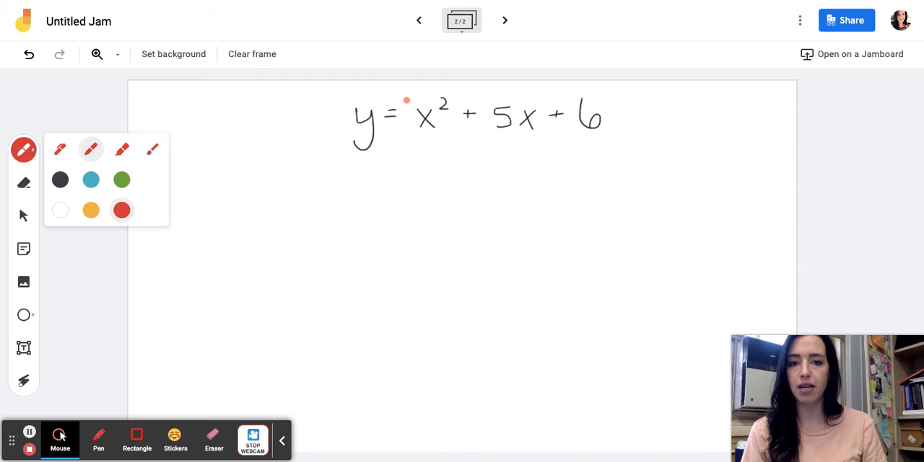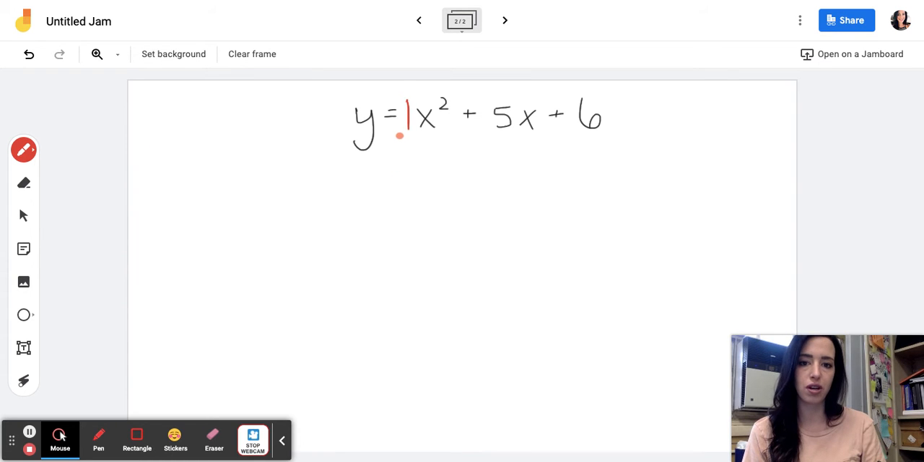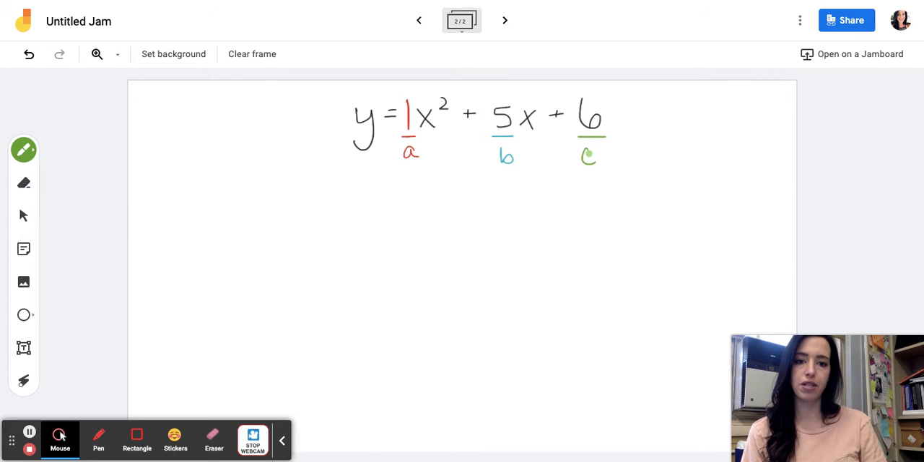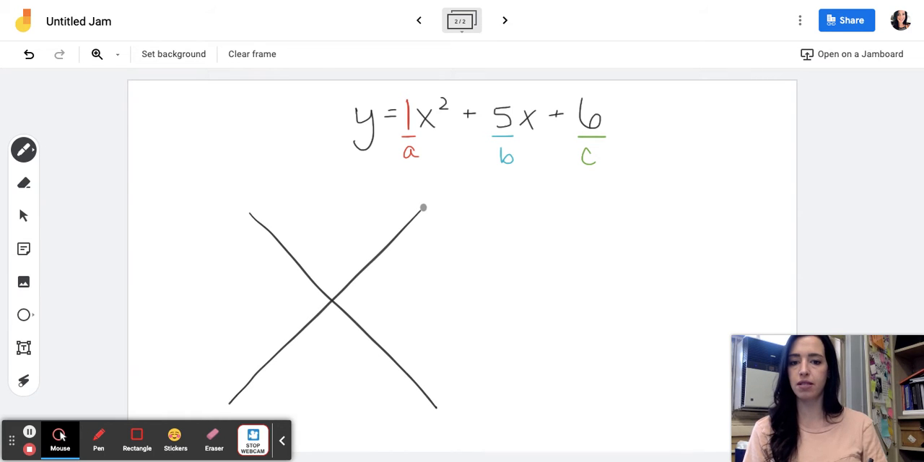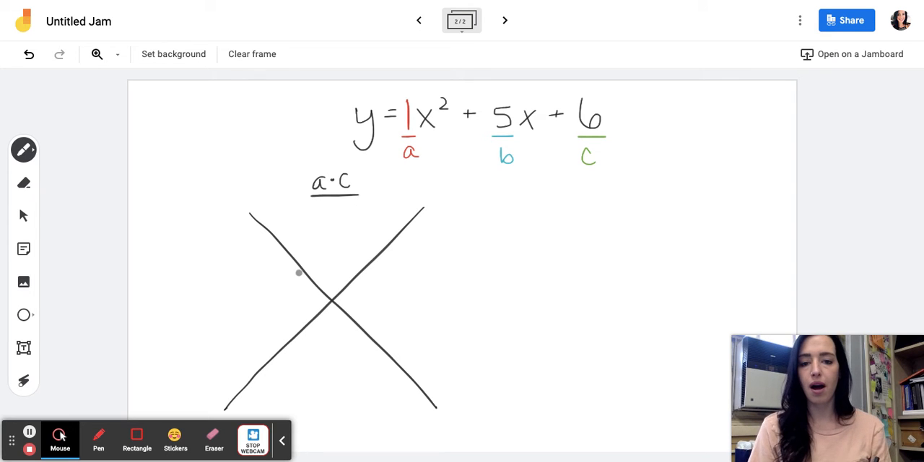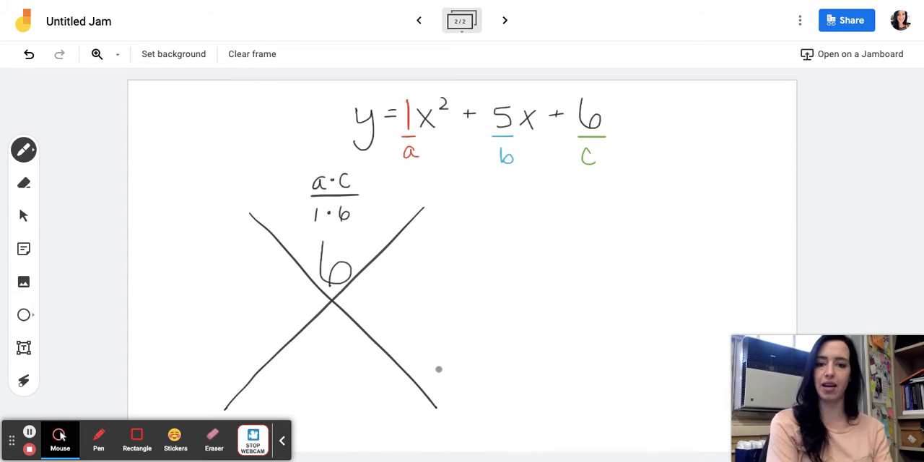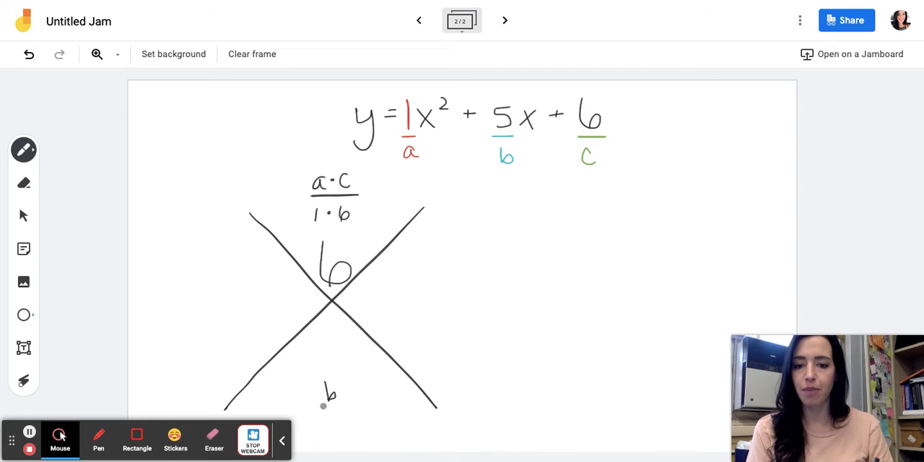I'm going to go ahead and put in an invisible coefficient of 1, which is going to be our A value. 5 is going to be our B value, and 6 is going to be our C value. So I'm going to go ahead and draw my X. At the top is always going to be A times C. In this case, it's going to be 1 times 6, or just 6. We're going to put that right there. And then my B value goes in the bottom. My B value is 5.